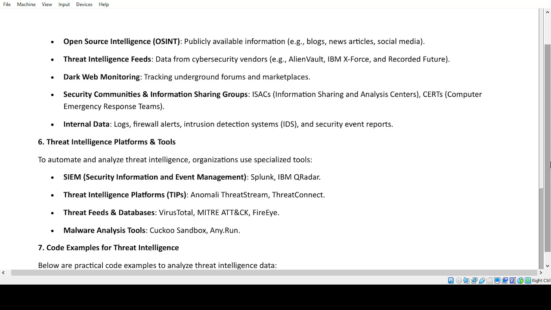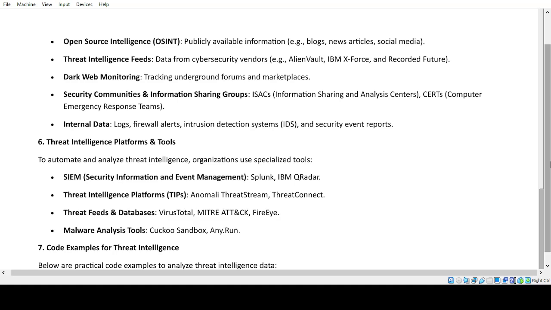Open source intelligence, OSINT: publicly available information, e.g. blogs, news articles, social media. Threat intelligence feeds: data from cybersecurity vendors, e.g. AlienVault, IBM X-Force, and Recorded Future. Dark web monitoring: tracking underground forums and marketplaces.